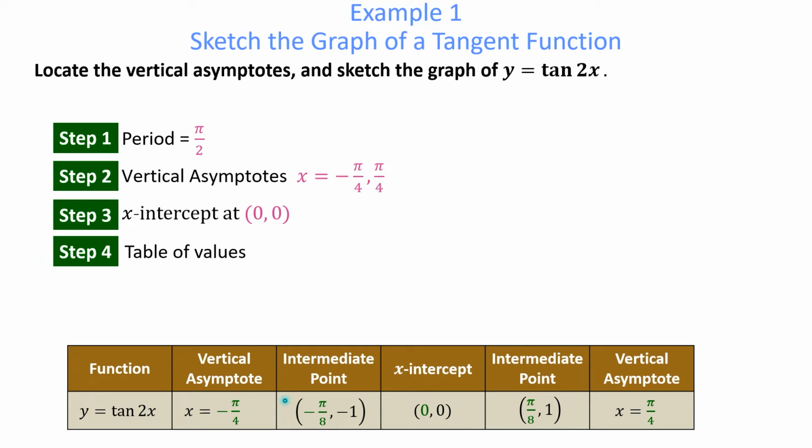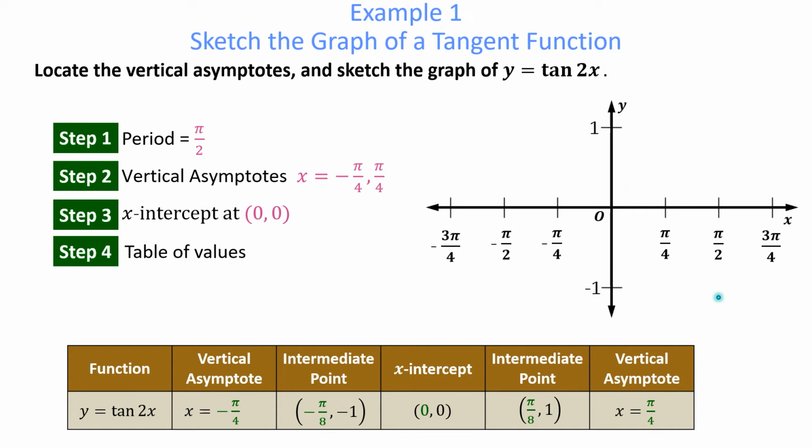So now that we have our table of values for the key points or the key bits of information we'll need to graph y equals tan 2x, we can produce the graph. So we have a vertical asymptote at x equals minus pi over 4, which will go over here. Another one at x equals pi over 4, which will go over here. And then these 3 points we can simply plot into our graph like so. And then we'll draw a smooth curve going through these 3 points. And you can see that this is one cycle of this tangent function, tan 2x.